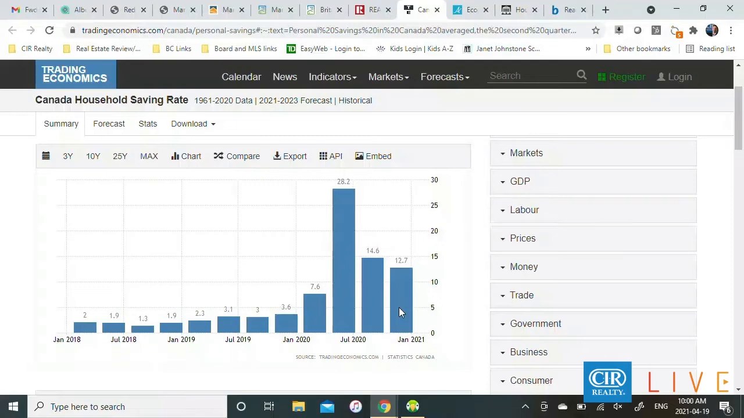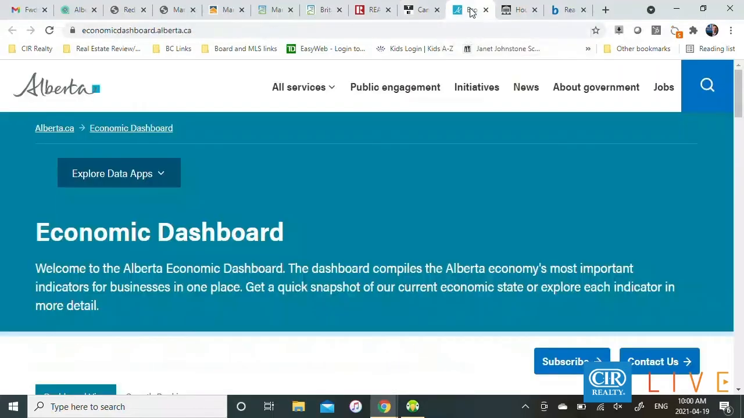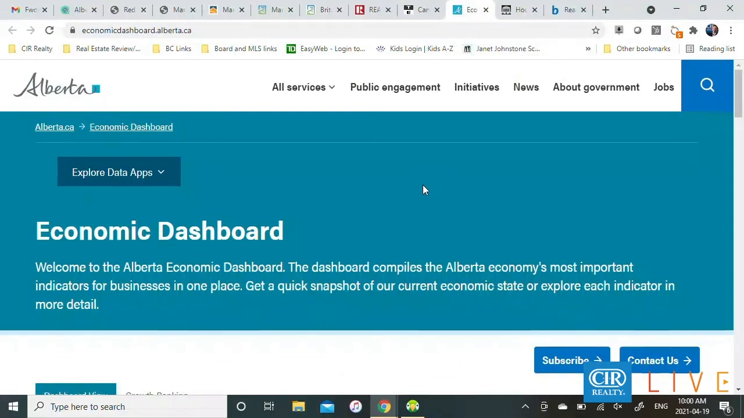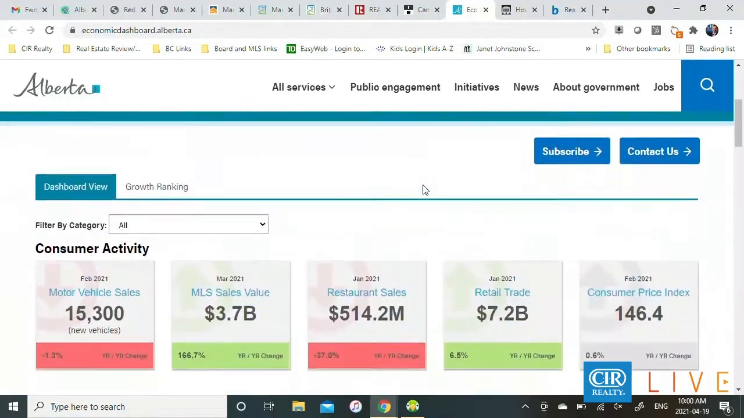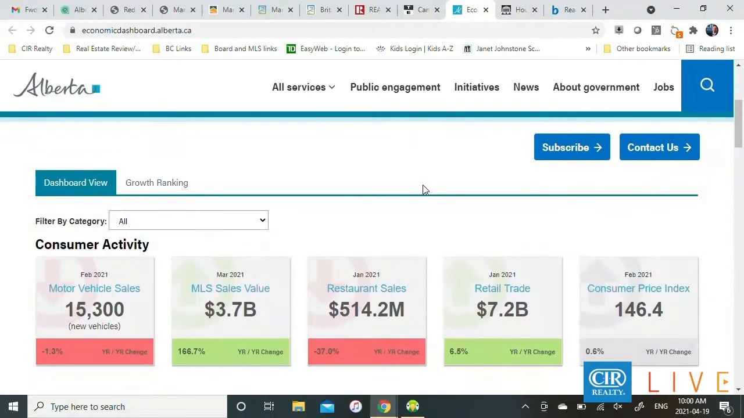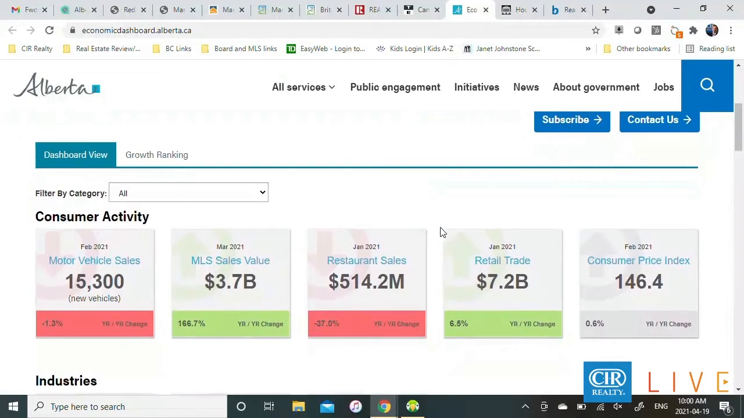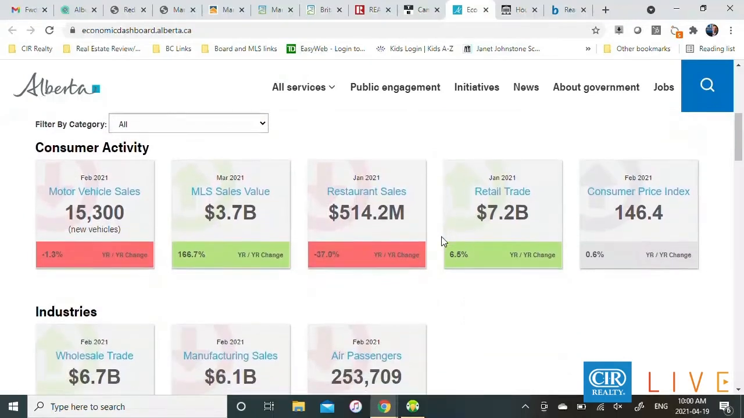Now, we know who's moving into the market, but why is that happening? That's your savings rate. That's your interest rates. The other interesting program to look at is the Alberta Economic Dashboard. How is this coming to be when the media is just telling us that there's nothing but doom and gloom? I love this because they keep it relatively up to date with most stats.